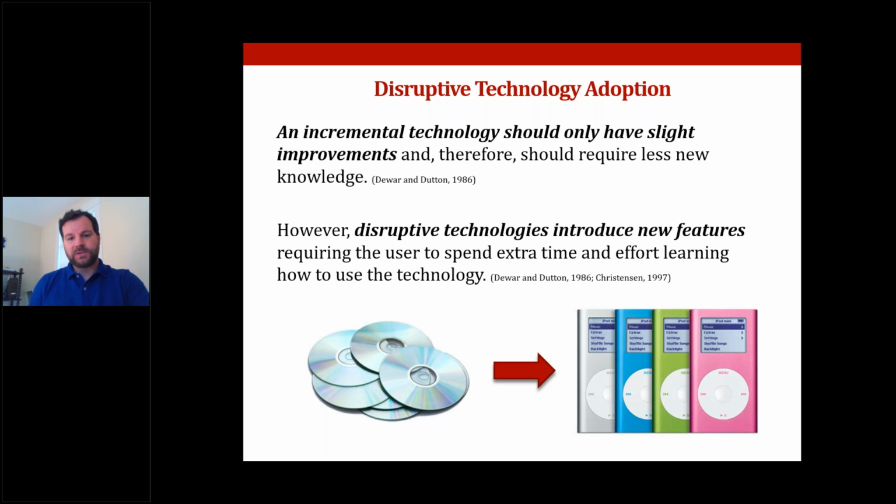Disruptive technologies, however, introduce new features that really require the user to spend extra time and effort learning how to use the technology. So I've got the example of when we went from CDs to MP3 players, and then of course eventually moved everything to our smartphones. There was a process. We were no longer using these physical CDs. We now had all of our songs housed on one little device, and that took some getting used to. It seems very intuitive now, but at the time that was a big shift for customers, and it does take time, but eventually we can look back at these sort of disruptions and say, oh, of course, MP3 players replace CDs. It's a better technology in many ways.